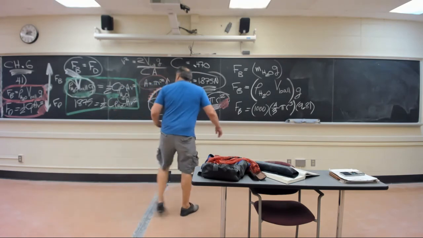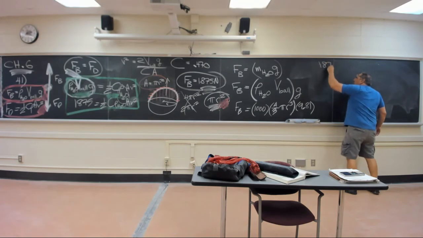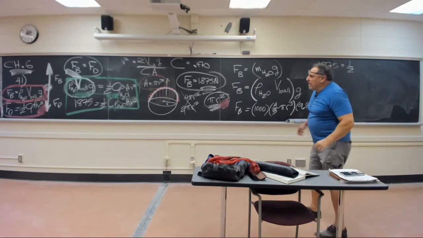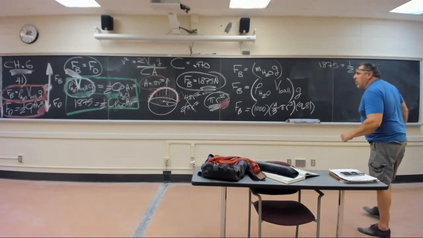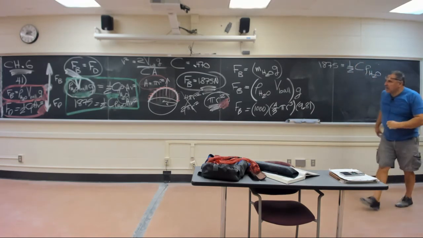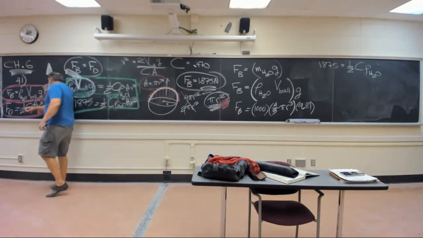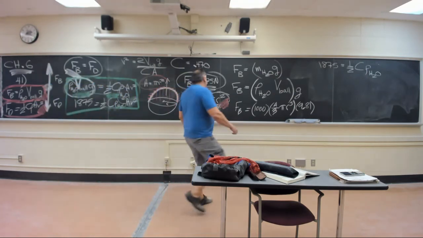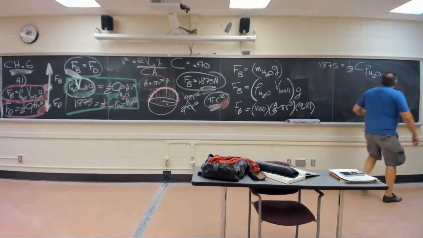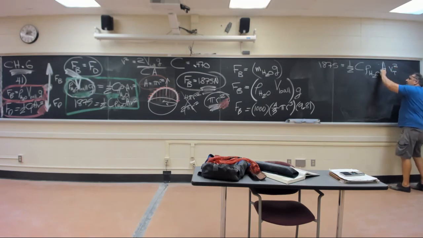All right, let's do it again. 1875, 1/2. Okay, that should be okay. 1875 equals 1/2 capital C. There's got to be an A. This is what we talked about from the beginning. I neglected the A and got an outrageous answer that I luckily did not report to you. A is pi r squared. That's terminal velocity right there.